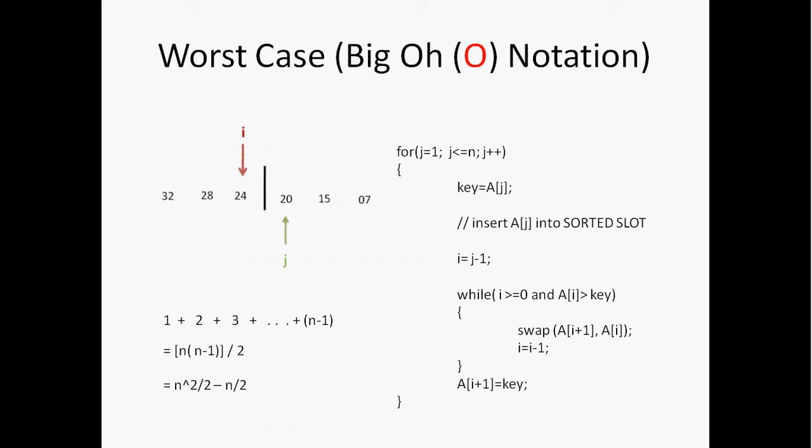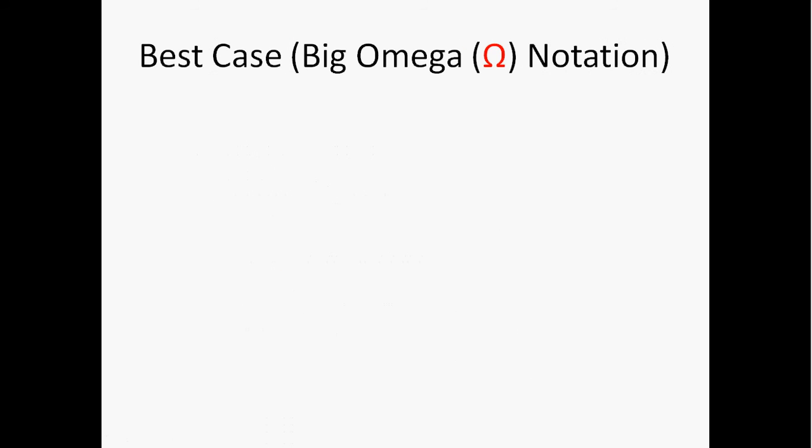Here the n squared term dominates the n term, right? That is, n square by 2 is dominating over n by 2. So we will always consider the higher term in any case, because we are considering our worst case for computing anything. So here our worst case would be order of n square. Let's see now how the best case works.